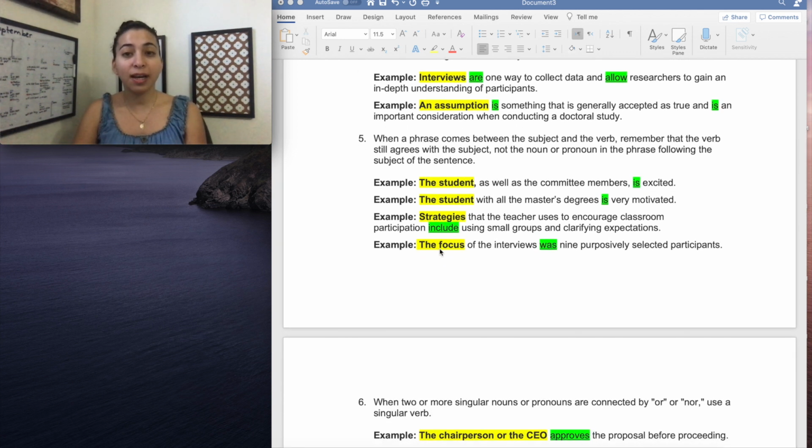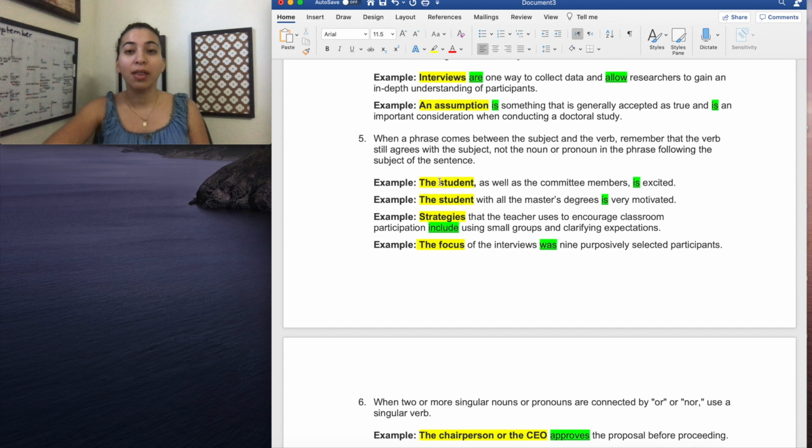When a phrase comes in between the subject and the verb, remember that the verb still agrees with the subject, not the noun or the pronoun in the phrase. So it still has to connect with the subject. You always have to find the subject in the sentence and make sure that the verb connects with that subject.